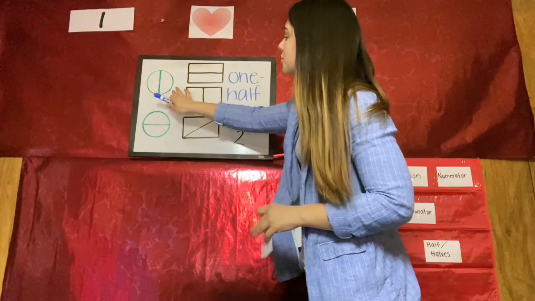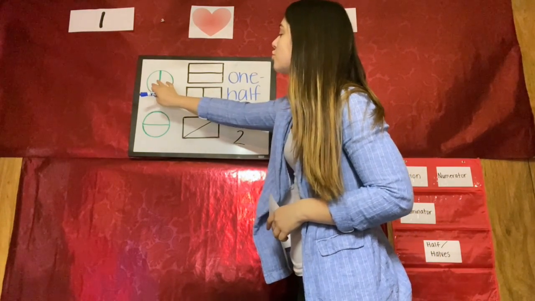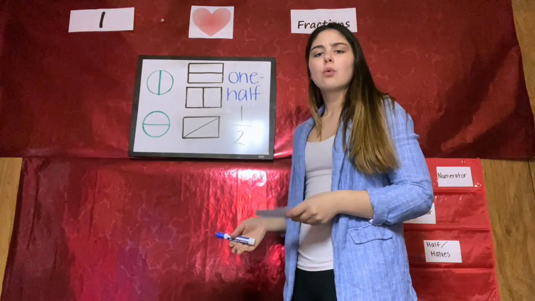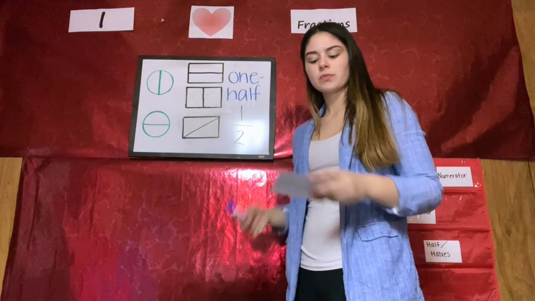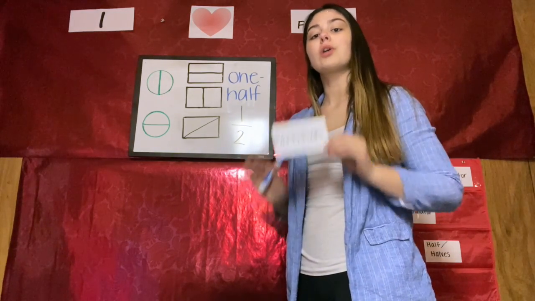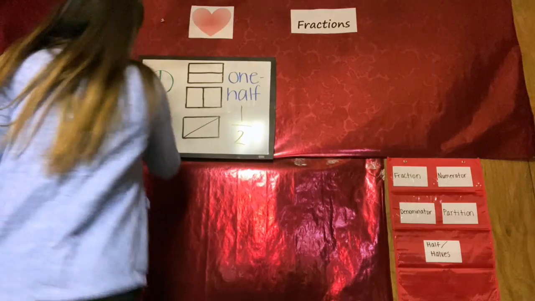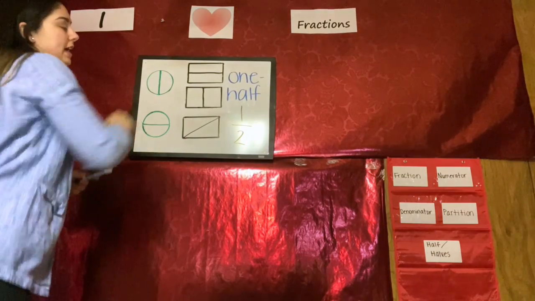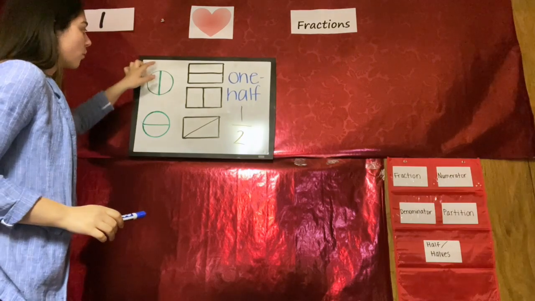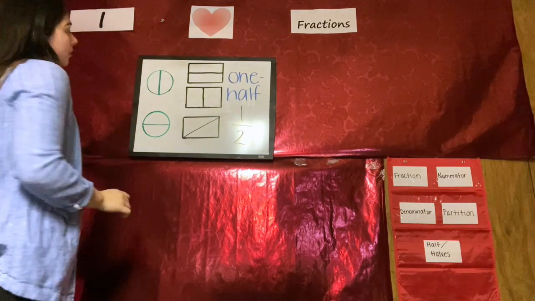We have a circle here that is partitioned into 2 equal parts. Wait a second. What does it mean to partition? To partition means to split or divide the whole equally. So if we look at this circle, again, it is partitioned into 2 equal parts with a vertical line. Vertical means up and down.